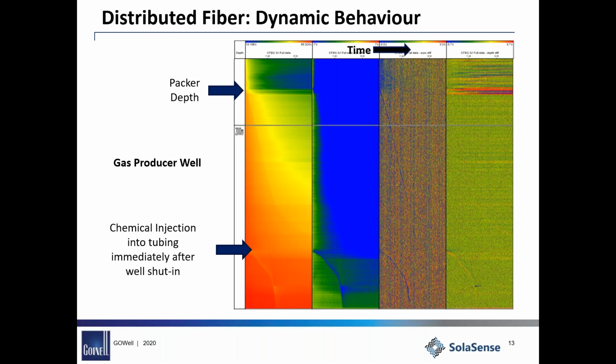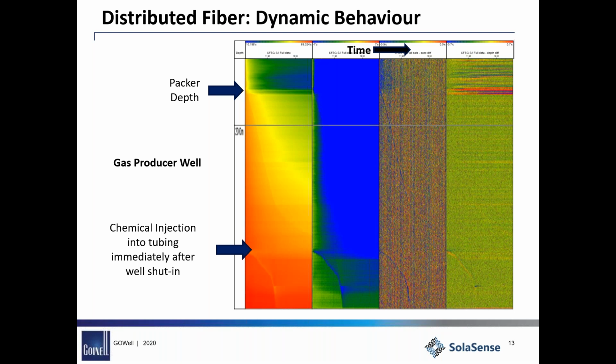Another example of dynamic behavior, so we've got a chemical injection system towards the bottom of the well, and I can see that there is activity on the temperature profile. It's very subtle in the plain temperature display. So if you just look at absolute temperature on the left, I'm not really picking out too much detail. I can see there is something going on.